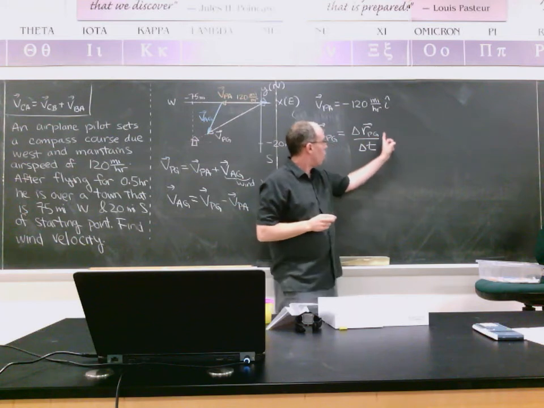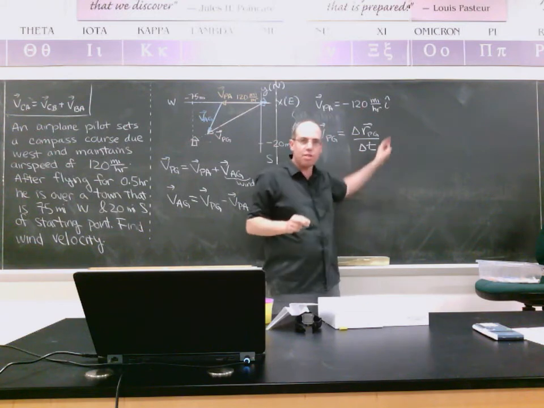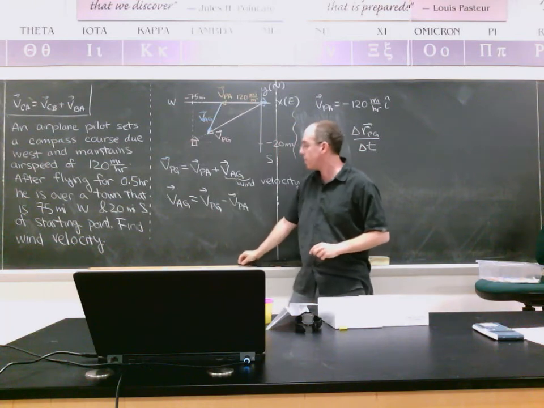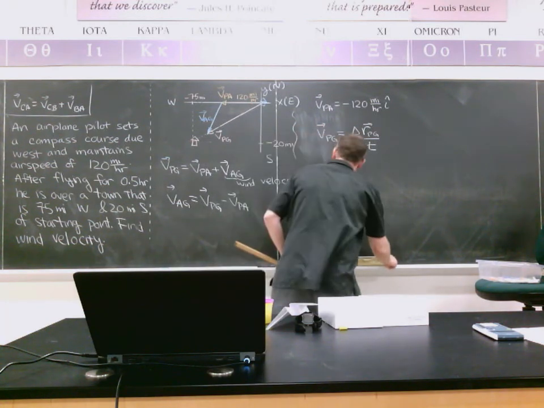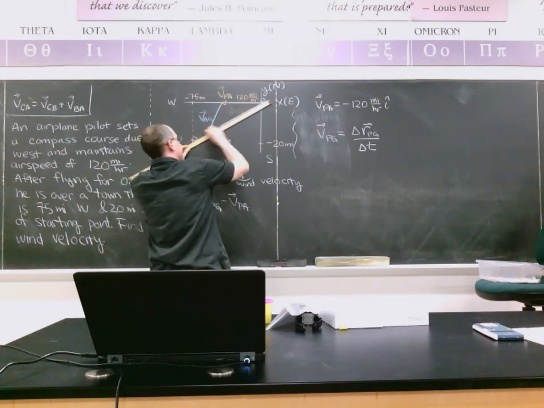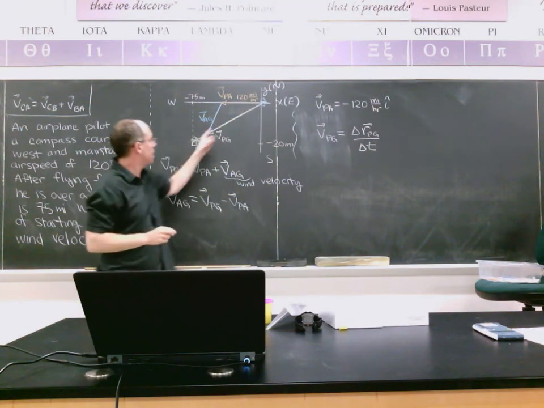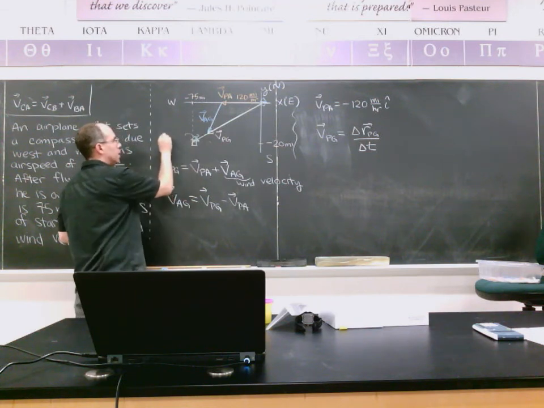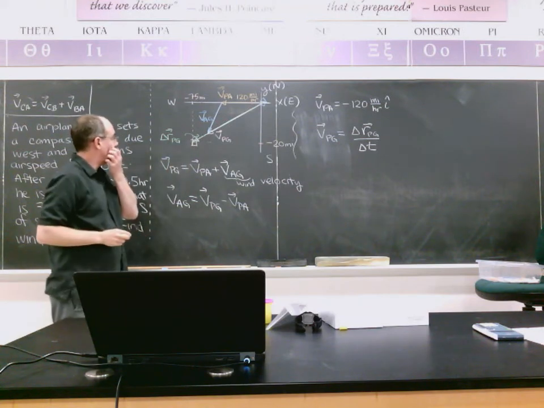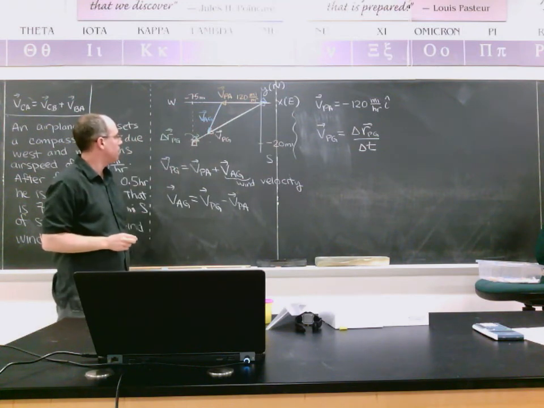Now, what is the change in the position of the plane with respect to the ground? Well, the change in the position of the plane with respect to the ground is just a vector that goes from the starting point to the ending point. Let's draw that in. Just draw a vector from the airport to the town. This vector represents the change in the position of the plane with respect to the ground.